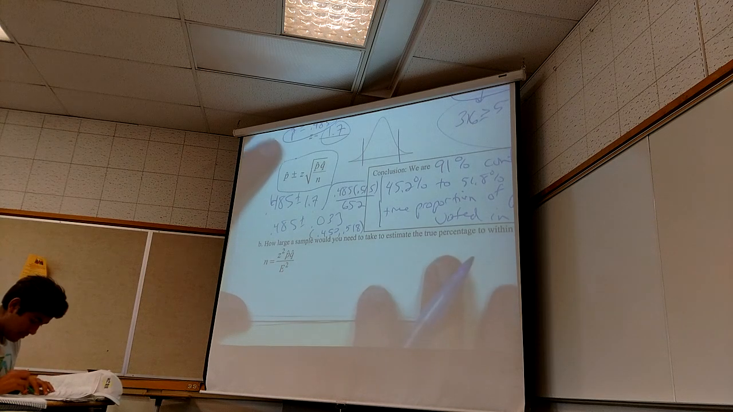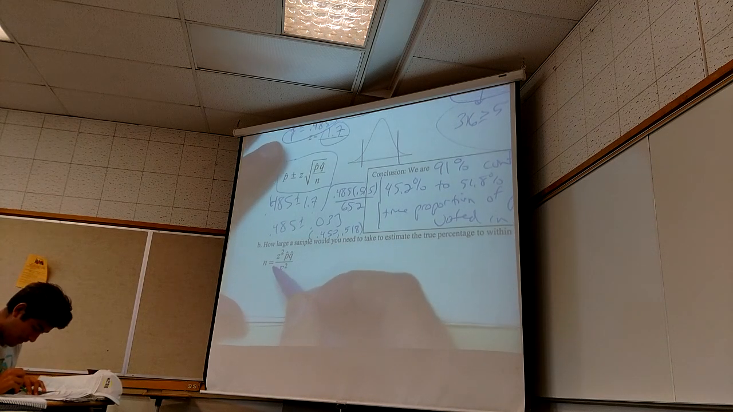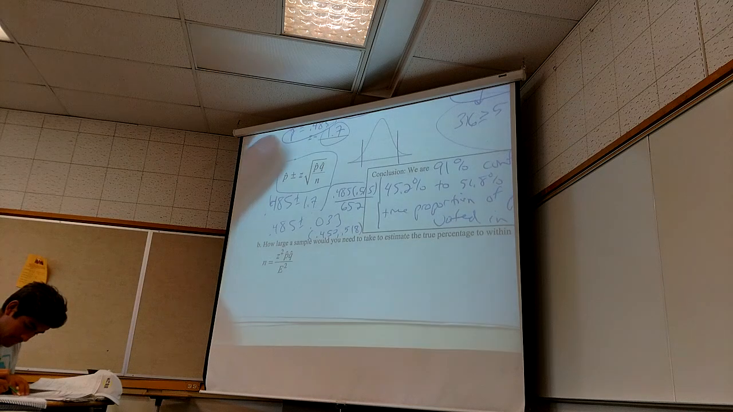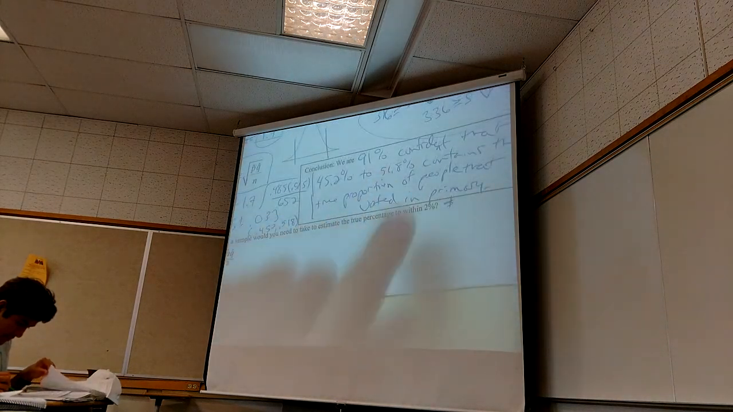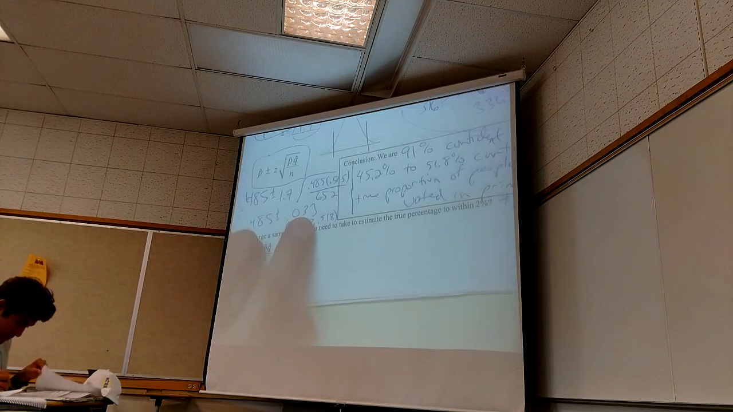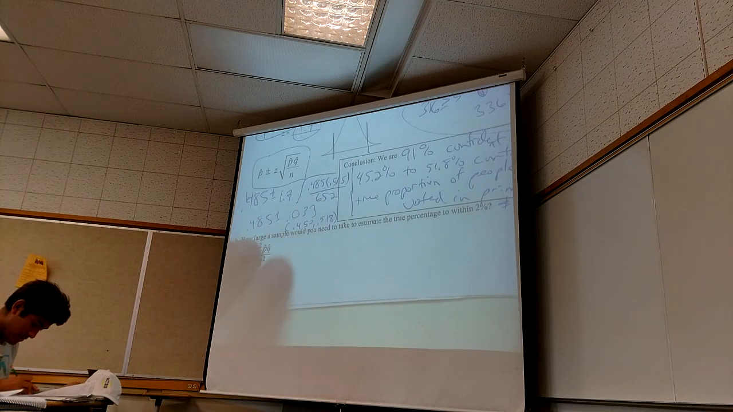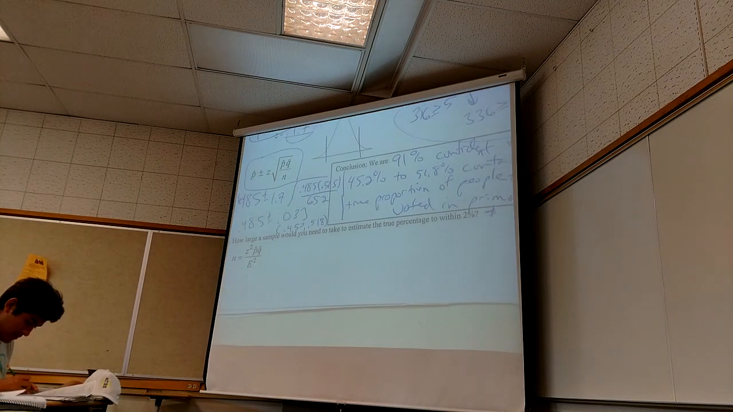Same idea. So when am I going to use this formula? When the question is how big of a sample or how many. Because that's a formula for n. And what does n mean? The amount, how big your sample is. So here, how large a sample would you need to take to estimate the true percentage to within 2%? We got within 3.3% with 652 people. Now I'm curious how large a sample would have to be to get within 2%.